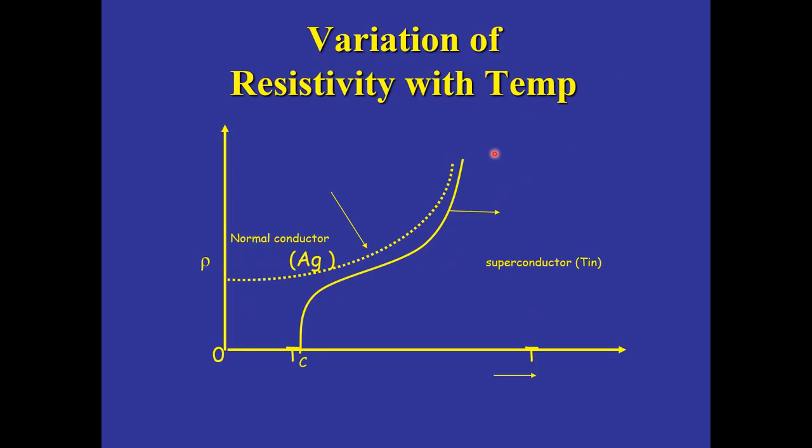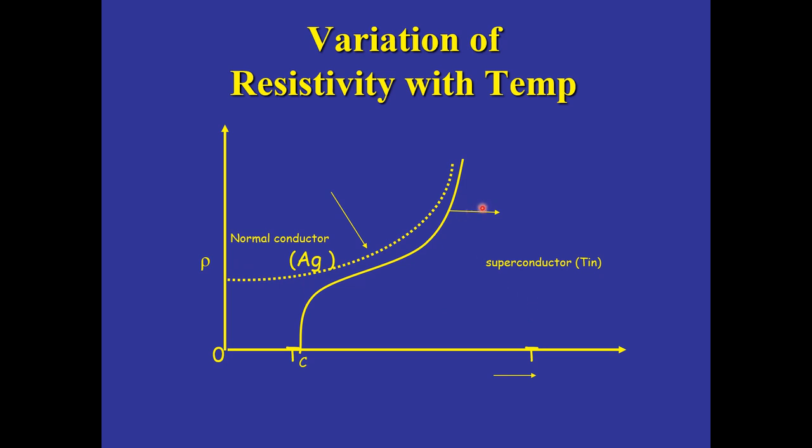The graph shows how the resistivity varies with temperature. The x-axis is the temperature and the y-axis is the resistivity. For a normal conductor, for example Ag, even when the temperature is reduced, even at zero temperature, there may be some resistivity, which means it has resistance. There will be poor conduction.